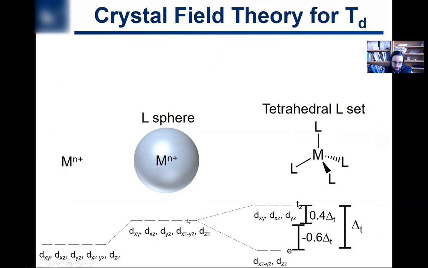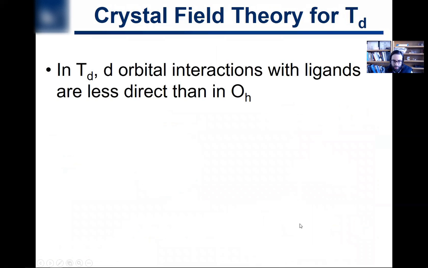Because we know the center line has to be equal, these 3 T2s are going to have to go up 0.4 delta T, and these two E's are going to have to go down minus 0.6 delta T. So in total, you had these two going down minus 1.2 delta T, and these three going up 1.2 delta T. So net, they cancel out and give you 0.